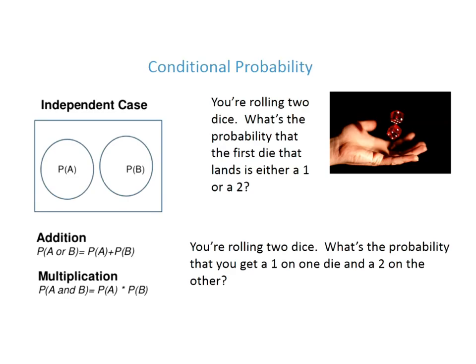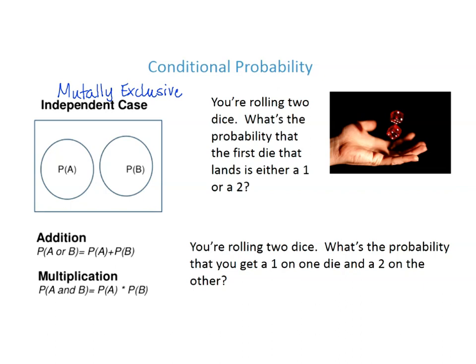Conditional probability. Before we start talking about conditional probability, let's just quickly review independent cases of probability. An independent case of probability is also called mutually exclusive. So I'm going to write that down. And that means that both of those things can't happen at the same time.